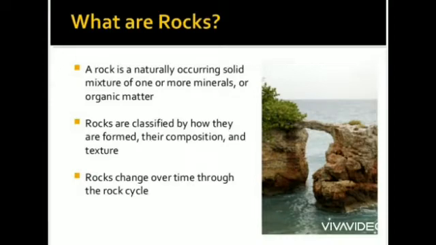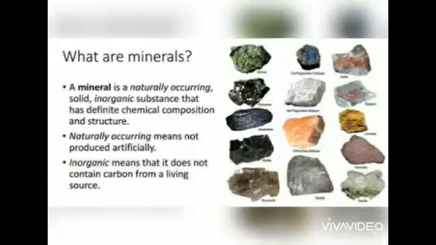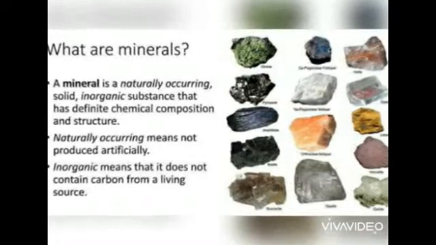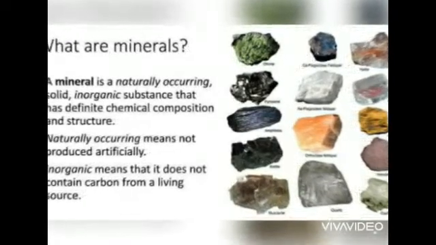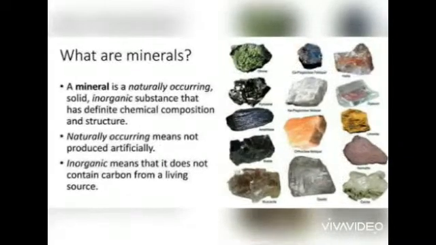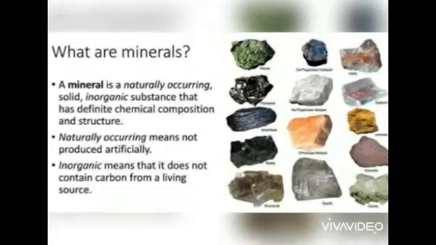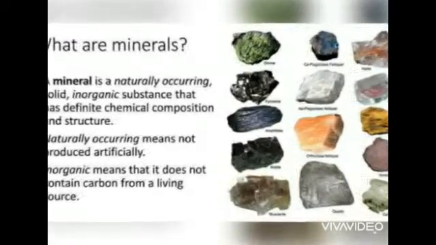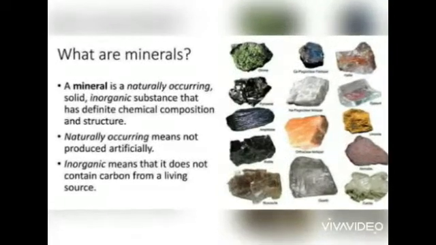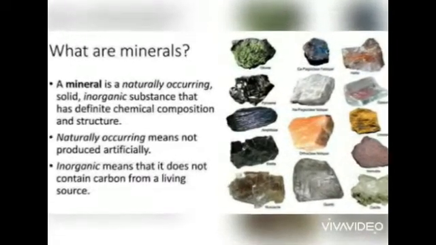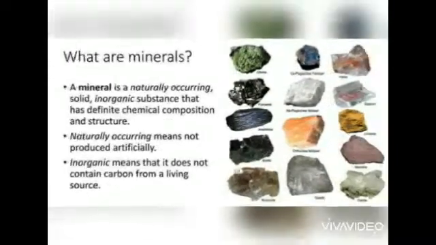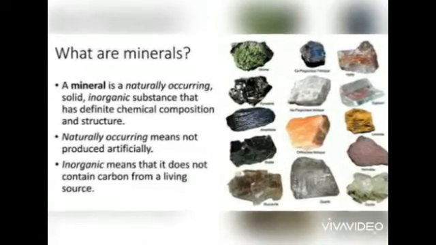Now, let us understand what rocks are made up of. They are made up of minerals. What are minerals? A mineral is a naturally occurring solid inorganic substance that has definite chemical composition and structure. Naturally occurring means not produced artificially. It is a natural process. No one can do anything about it. It has to happen naturally.